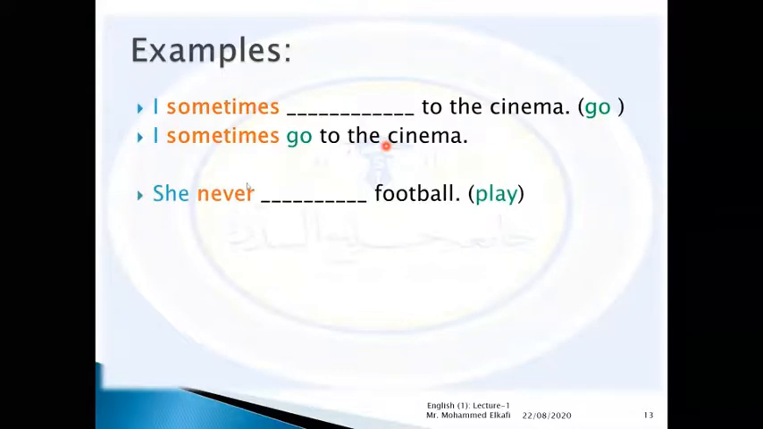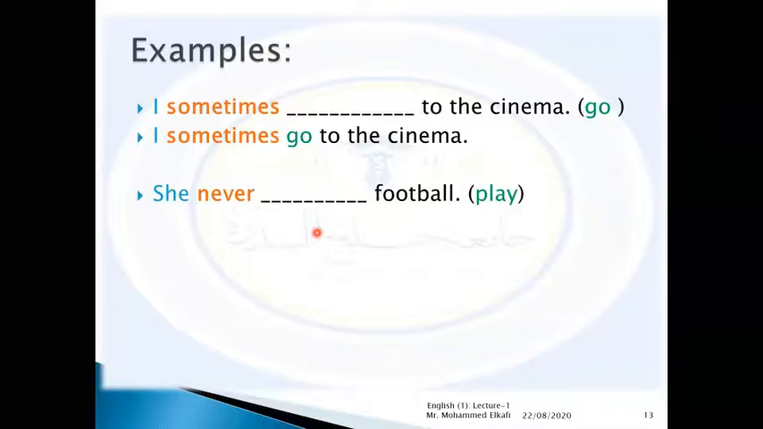Also in the second example: "She never ... football." The verb that should fill this gap is play. When we see never, we say yes, never is one of the markers of the present simple tense, so we should think of the rule of s. We add s to the verb in case the subject is he, she, or it. In case the subject is I, you, we, they, we should think of the verb without s. We should think of what?